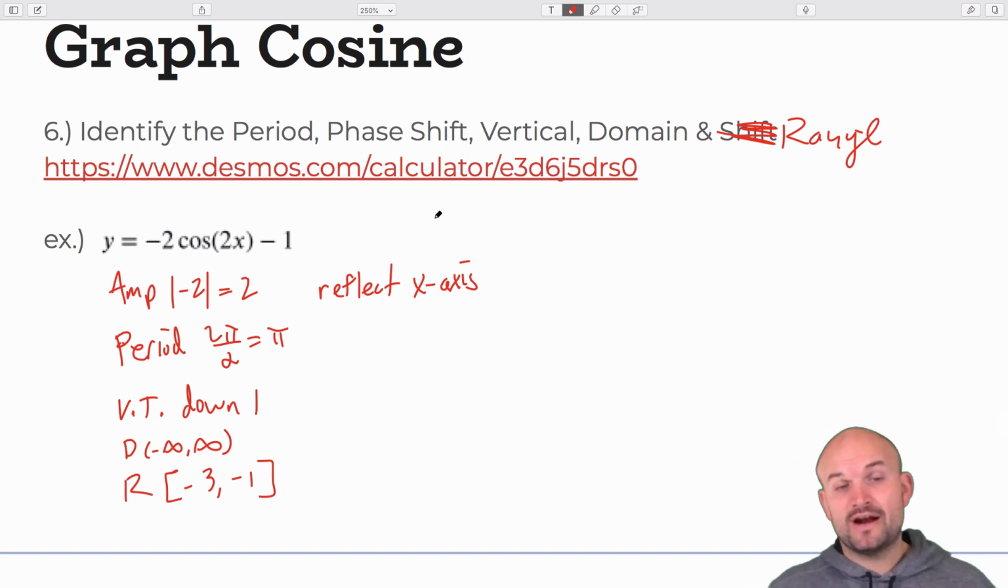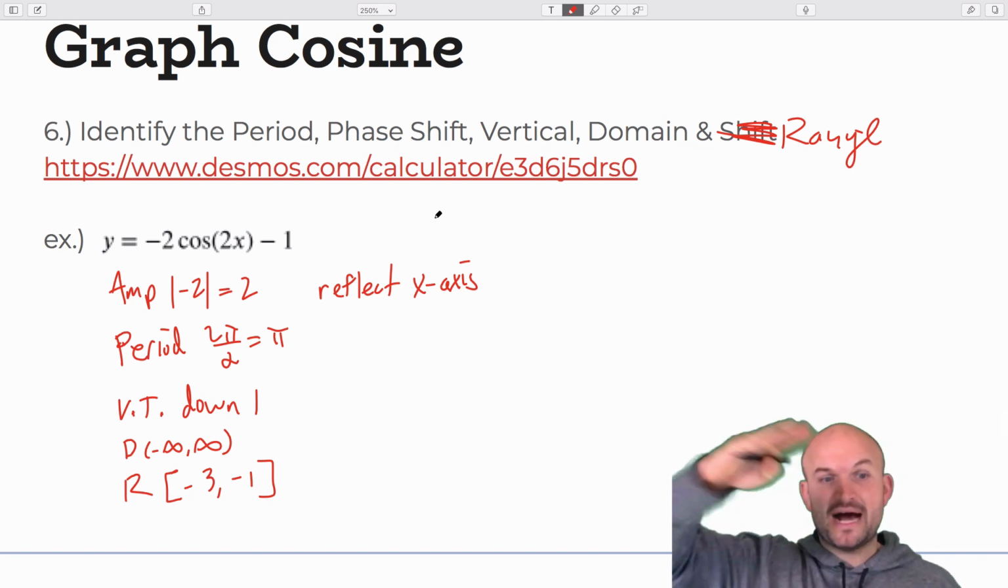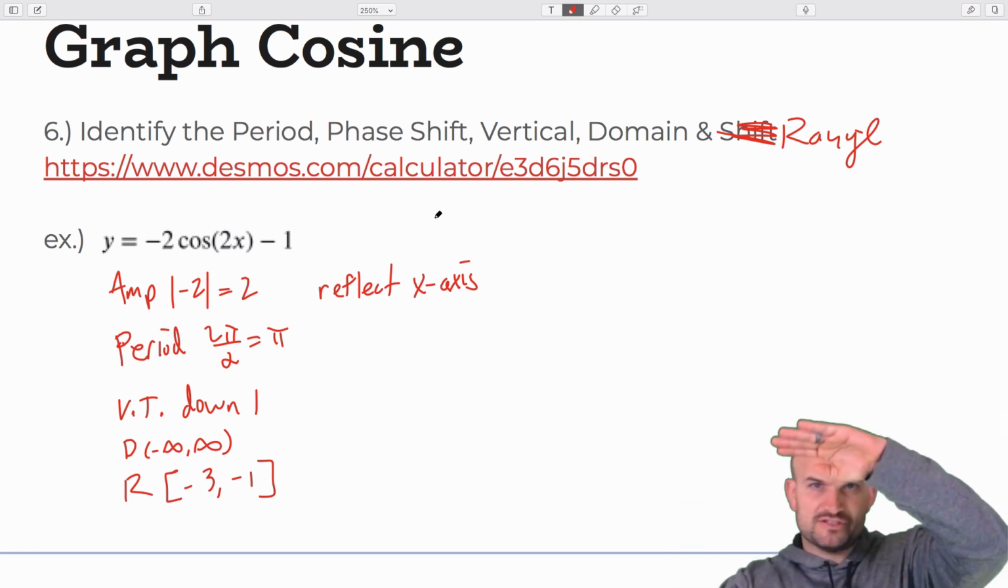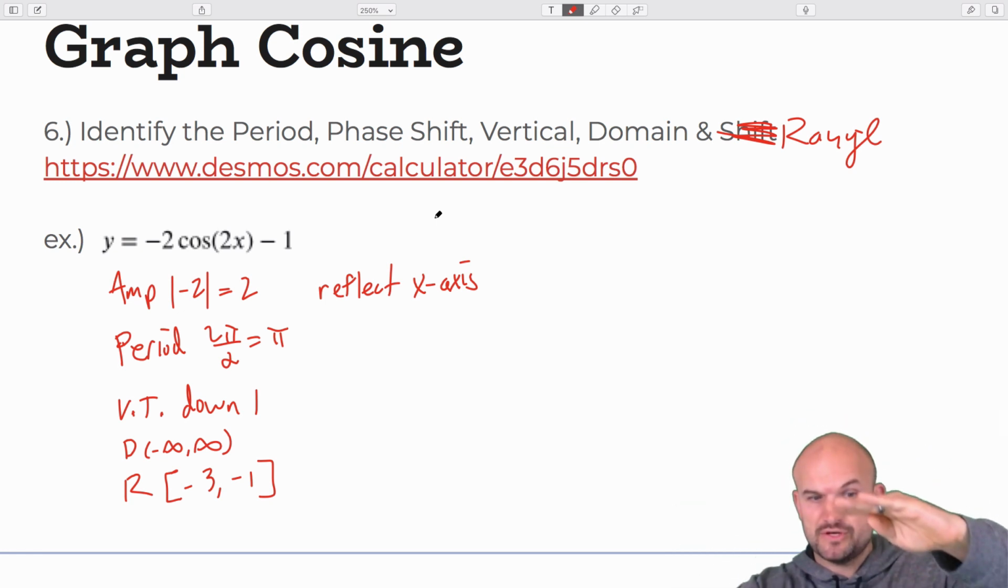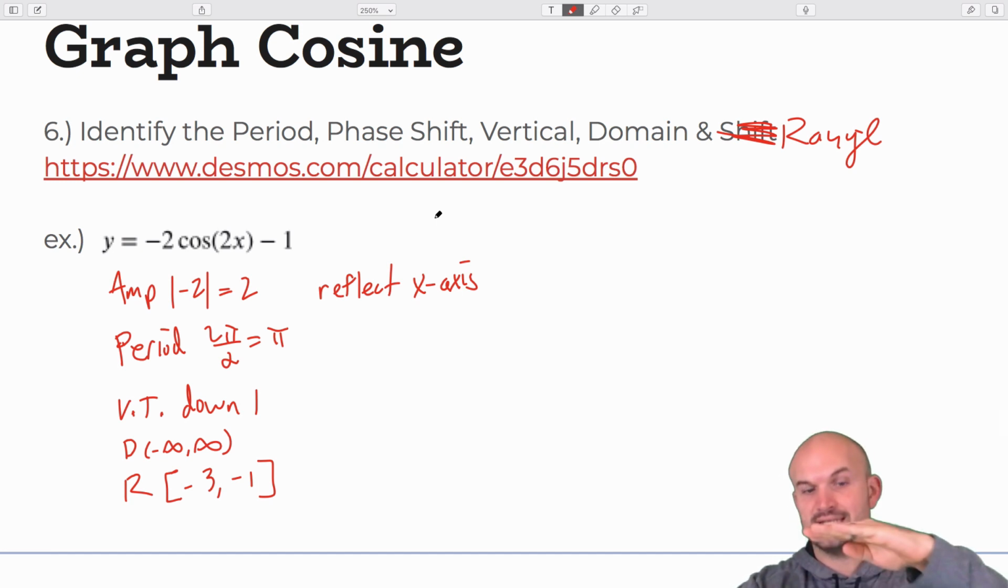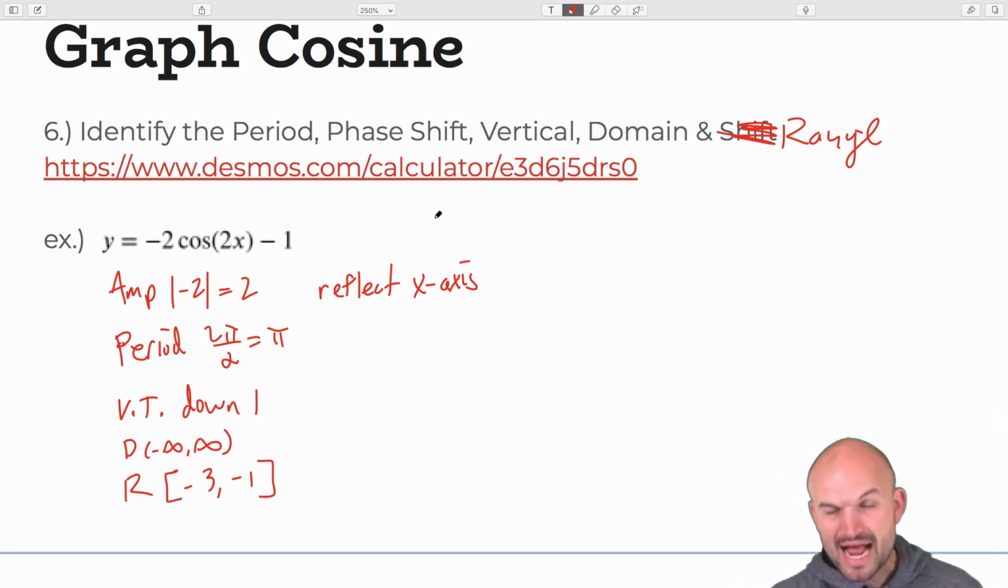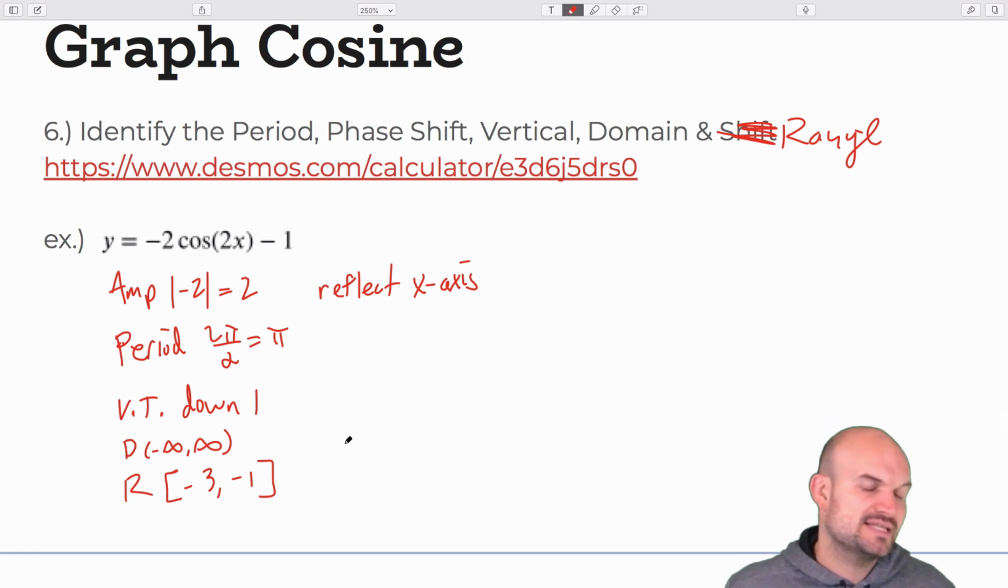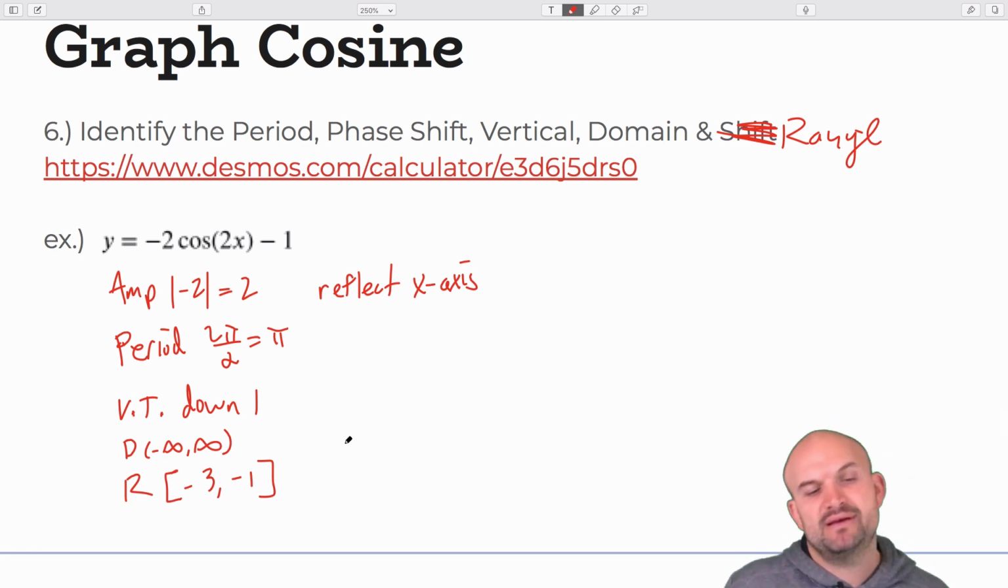And then again, if our amplitude in this case is from negative 2 to positive 2, right? The negative doesn't matter. The negative is just reflecting. It's still from negative 2 to positive 2. But now the graph is being shifted down 1. So therefore, that's why it's from negative 3 to negative 1. And again, we're using the brackets to make sure that we understand that the points are included in the range.